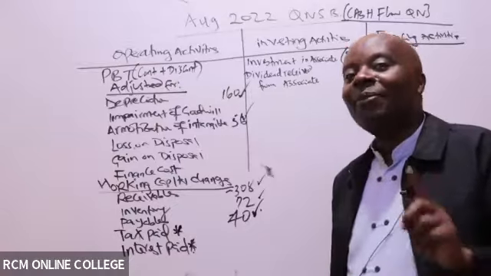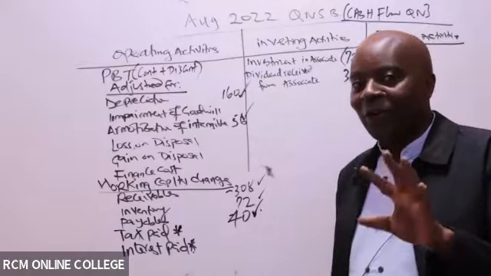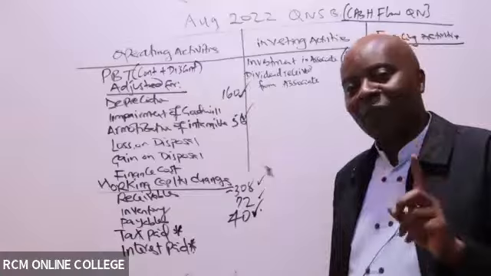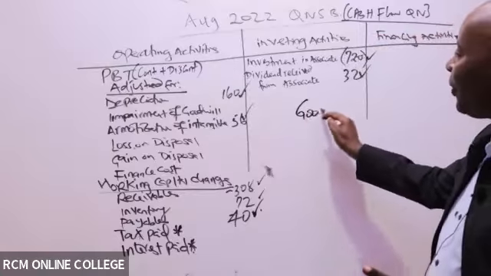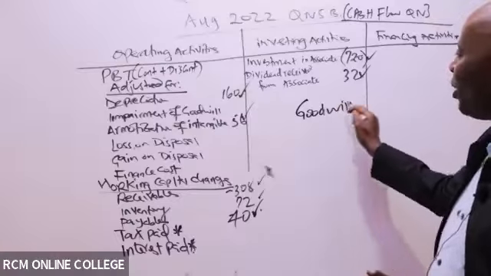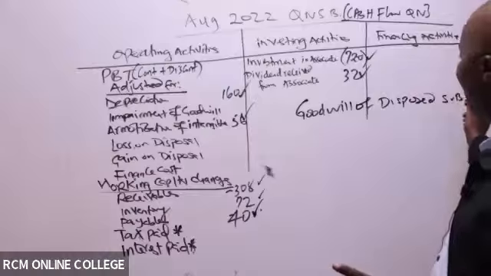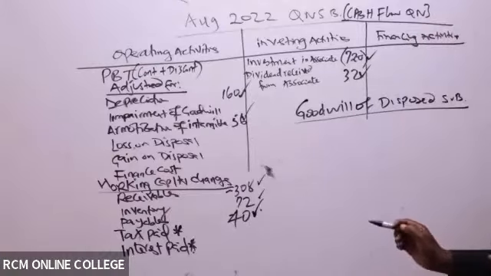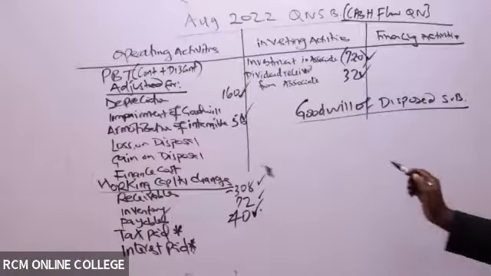Whenever a subsidiary is disposed or acquired, you must give us its goodwill. Allow me to do these two workings, which are very, very key. So please come and give me goodwill of the disposed subsidiary. Very important. So this goodwill of the disposed subsidiary, ladies and gentlemen, how do we get this?